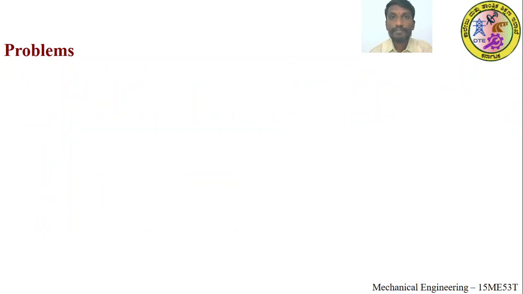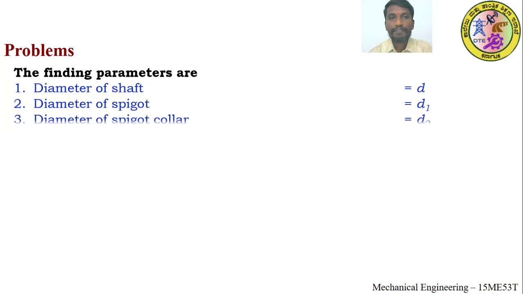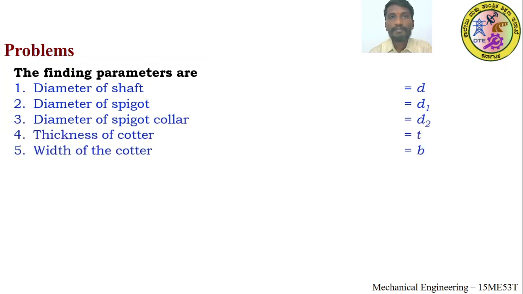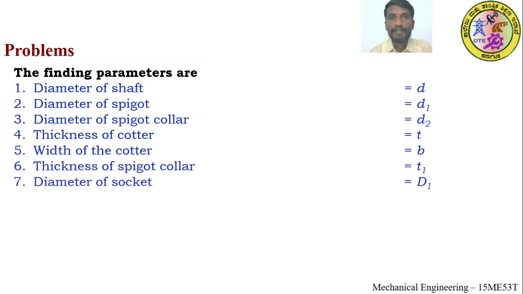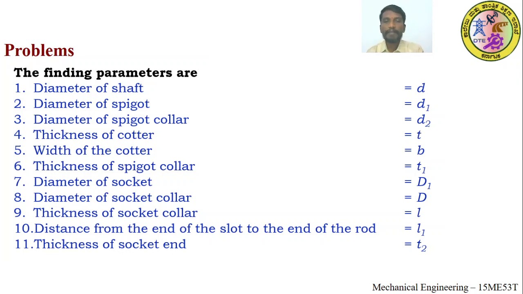And here, what to find? We have to design. The parameters to find are: diameter of the shaft d, diameter of the spigot d1, diameter of the spigot collar d2, thickness of the cotter t, width of the cotter b, thickness of the spigot collar t1, diameter of the socket capital D1, diameter of the socket collar capital D2, thickness of the socket collar c, distance from the end of the slot to the end of the rod l1, and thickness of the socket end t2, as mentioned in the previous problem. The same parameters should be found here, with the same procedure.